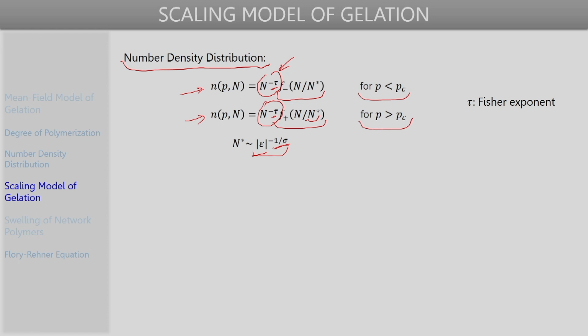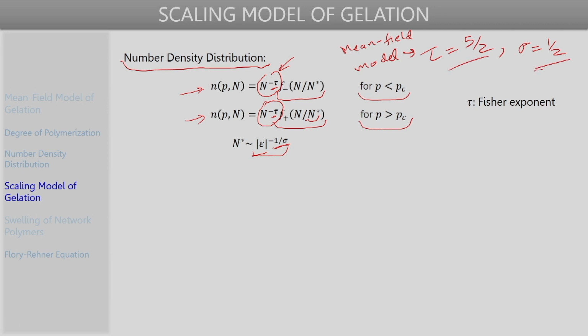If we consider the mean field model, we see that the corresponding values of tau will be 5 by 2 and sigma will be just half. So, in the mean field model the equivalent values of tau and sigma are 5 by 2 and half.